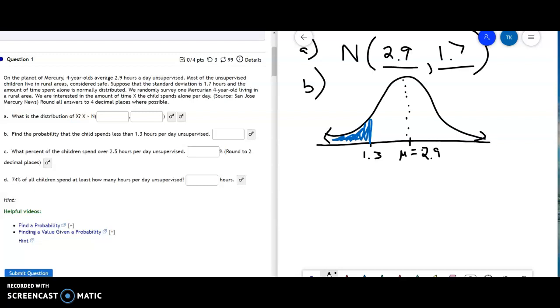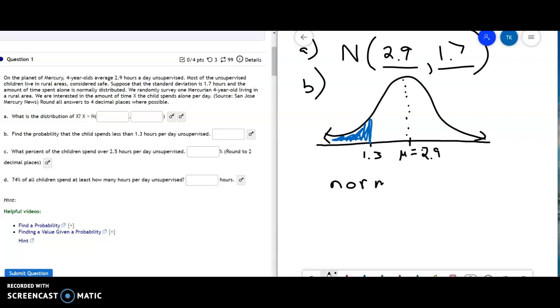We have 2 techniques that you can use. One technique is you can convert these x values into z values and then go to a table. I'm going to guess that very few of you like that method. I'm guessing the majority of you would like to use the second method, which is the normal CDF.